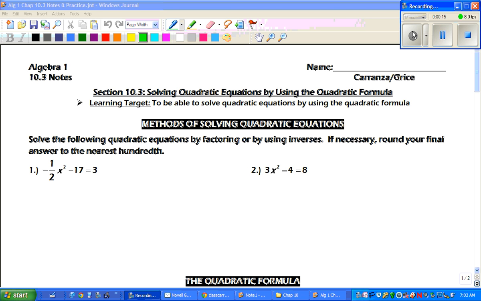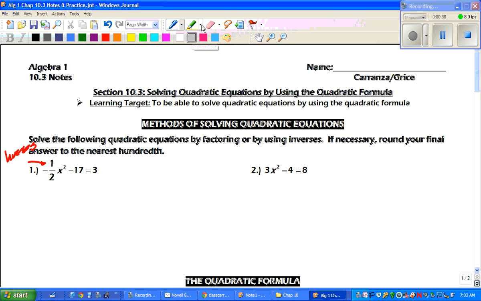So the first two problems we have are a little review. Solve the following quadratic equations by factoring or by using inverses, whichever is appropriate. The other day we talked about how any time we see fractions like this, we always use inverses, and the inverses we're going to use is ZMAP.